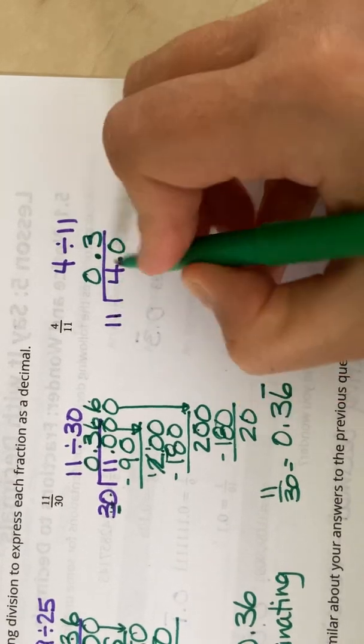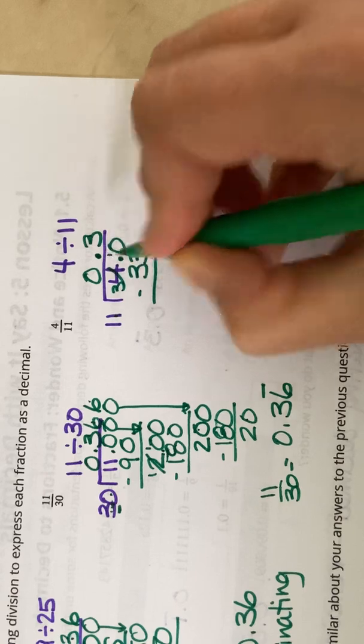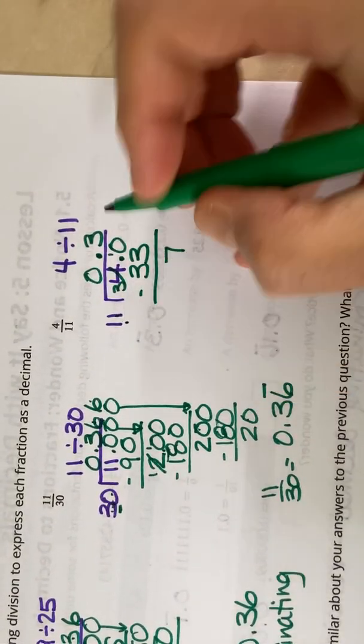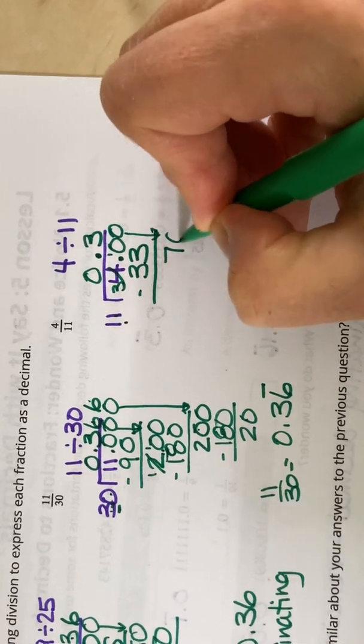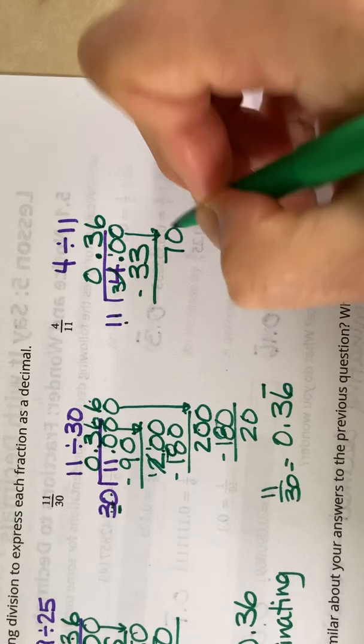Then I'm going to multiply. 3 times 11 is 33. I am going to get 7 left over. 7's less than 11, so I'm going to bring down another 0. 11 goes into 70 6 times, because 7 would be too many.